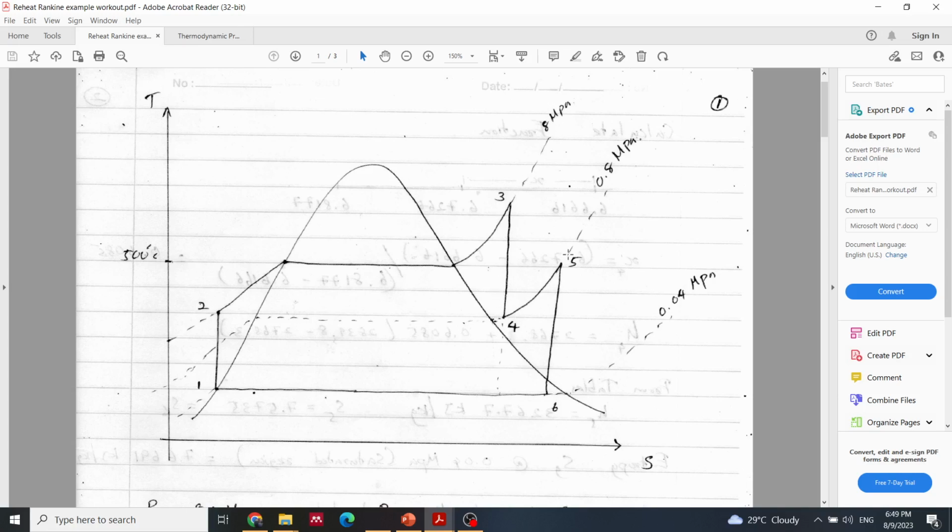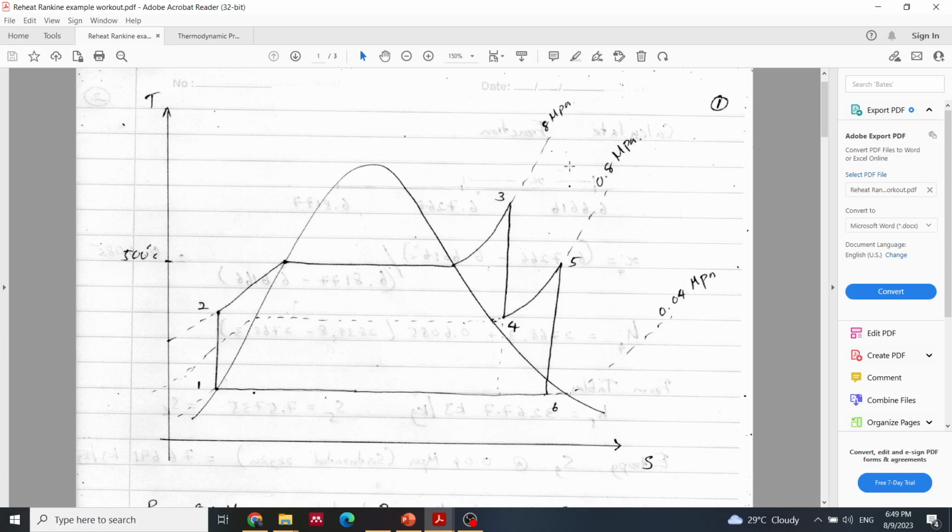Then 4 to 5 is the reheat, so reheat in the boiler, heat addition again. Then 5 to 6 is isentropic expansion in the low pressure turbine. If you mark these values, we have here the 8 megapascal constant pressure line, which goes like this. Then we have the intermediate pressure 0.8 megapascal line like this, and then the low pressure line, 0.04 megapascal.